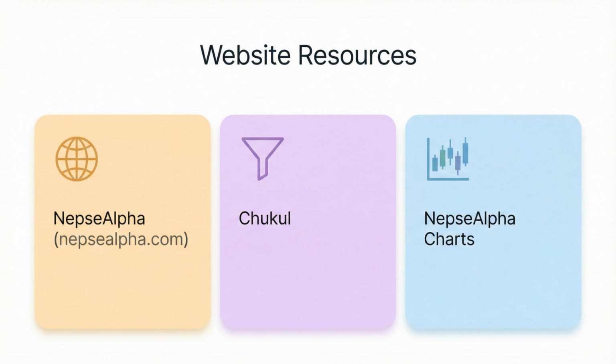Three websites are specifically referenced as the working toolkit. One is Nepse Alpha via nepsealpha.com. Another is Chukul, used as the first stop for filtering and utilities. And then Nepse Alpha's charting is used for the deeper technical view. The emphasis is not on memorizing menus, but on knowing what each resource is used for. Chukul to filter and categorize opportunities, and a charting page to validate the price action and structure.